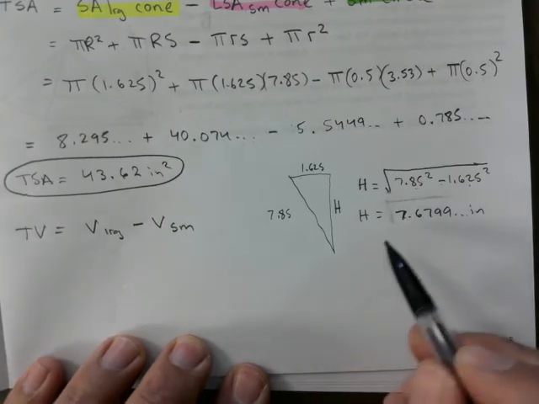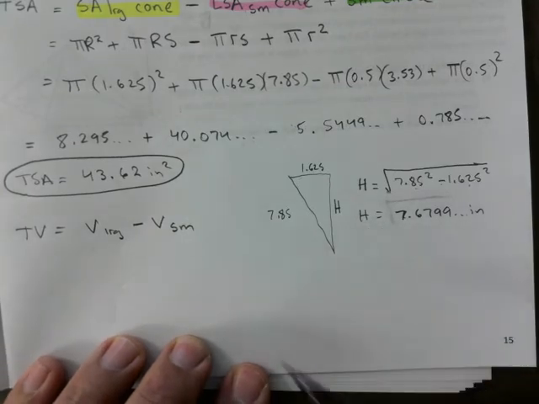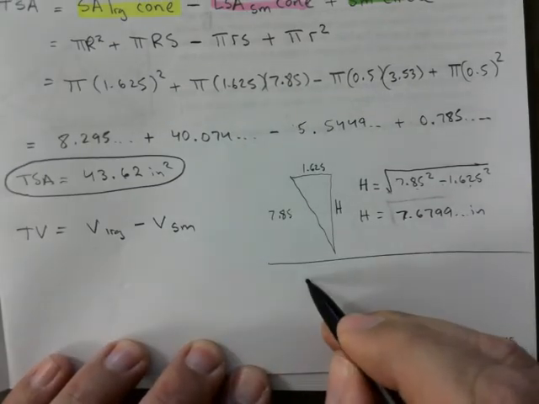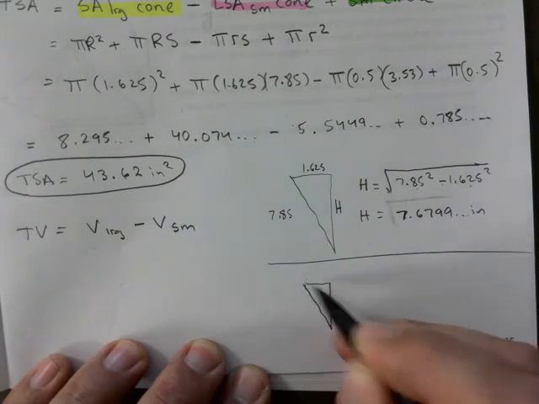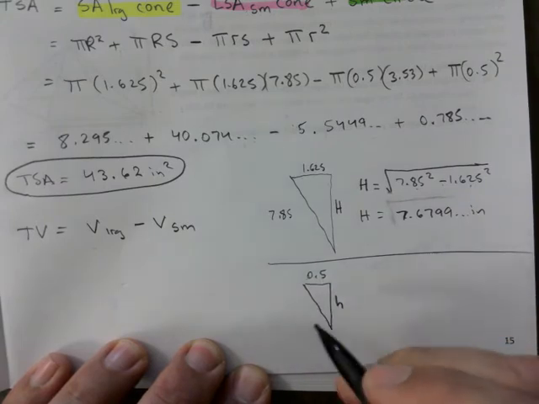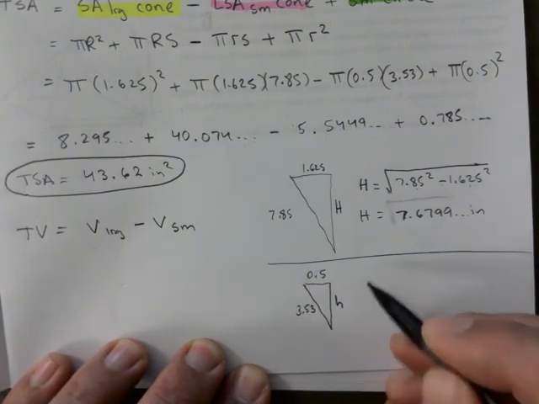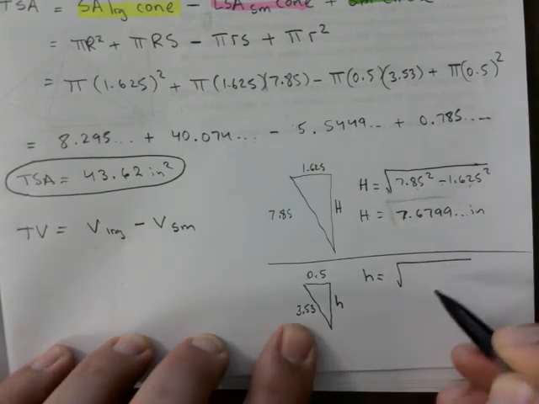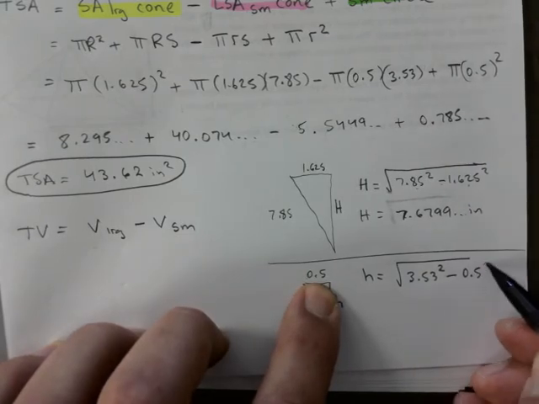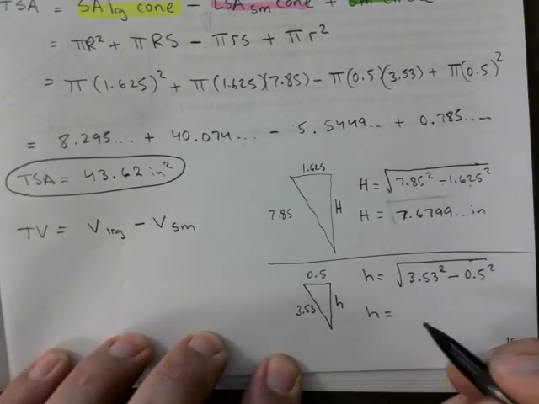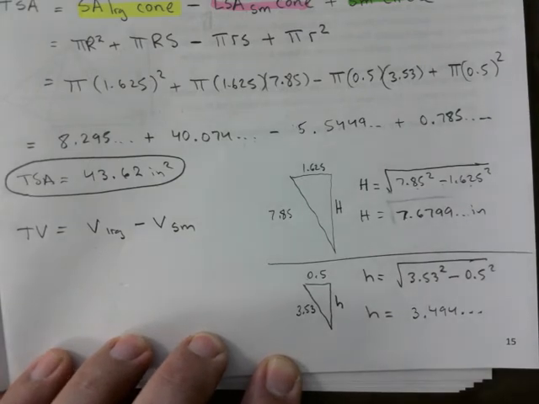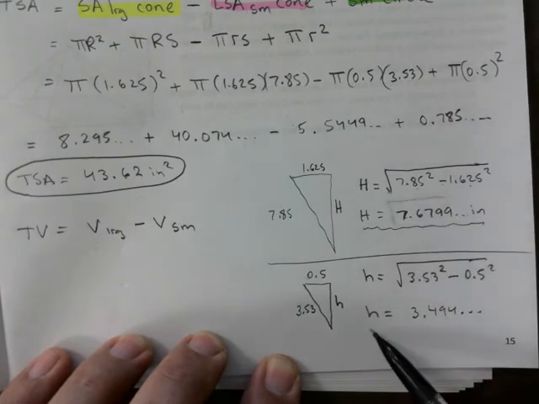Then the next one, so this is capital H, the height from the whole entire shape going through there. For the smaller one, I'm going to call that lowercase h. That is 0.5 here, the radius, and this is 3.53. So same thing. You take the hypotenuse, square it, you subtract the other leg, square it. Lowercase h is 3.494... I'm going to underline these because they're important to me.